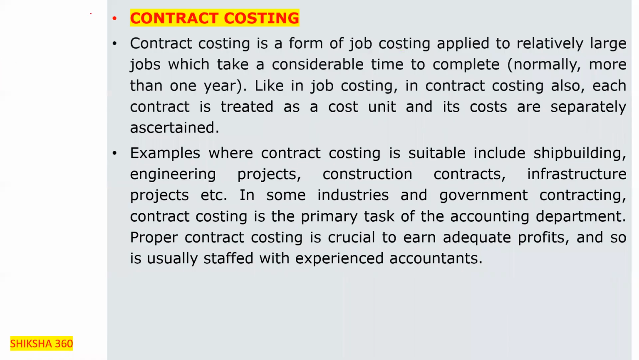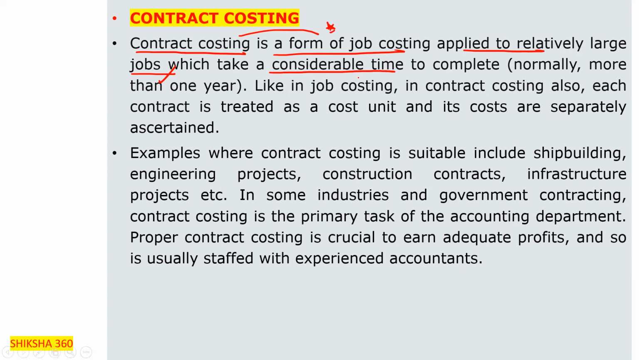What is contract costing? Contract costing is a form of job costing. It is a form of job costing applied to relatively larger jobs which take a considerable time to complete.